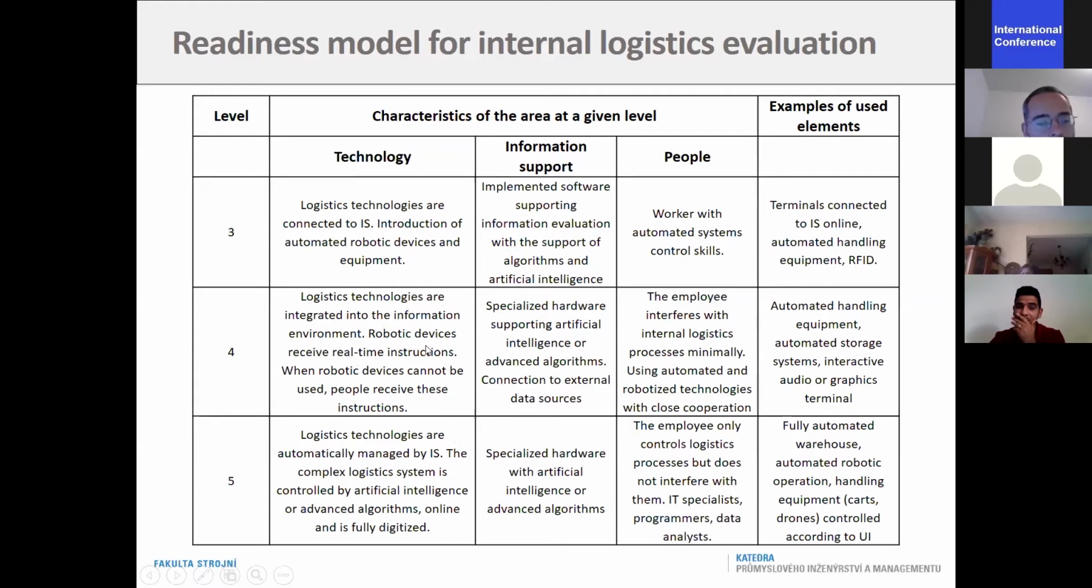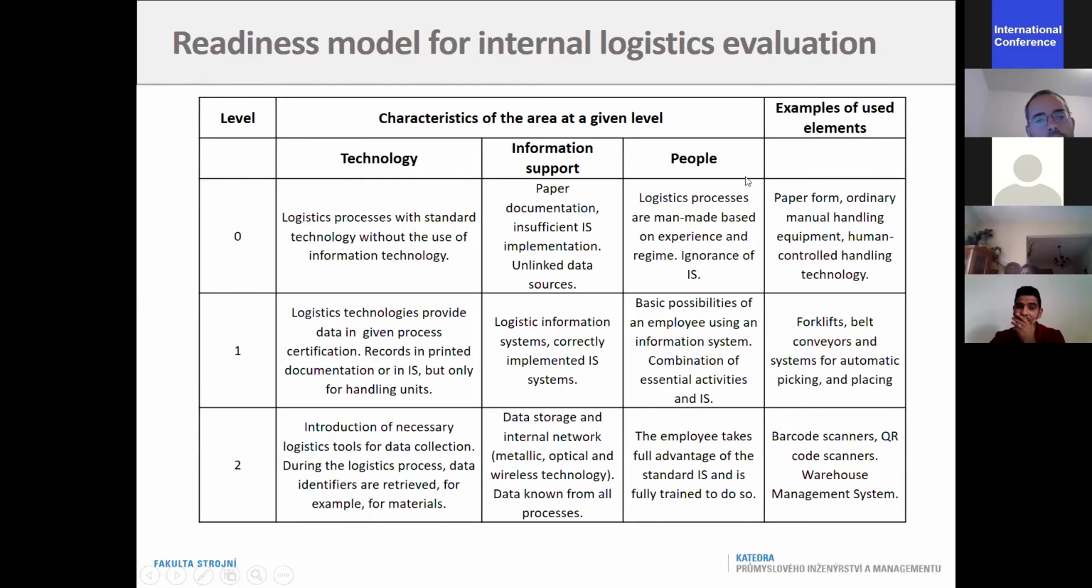You are seeing we have some robotic devices here, and if they fail, they receive their instructions. And this is level 5, the most advanced level in our model, which represents that logistic technologies are being fully automated. That means we are using complex systems, we are using AI, we are using algorithms, and of course, full digitalization.